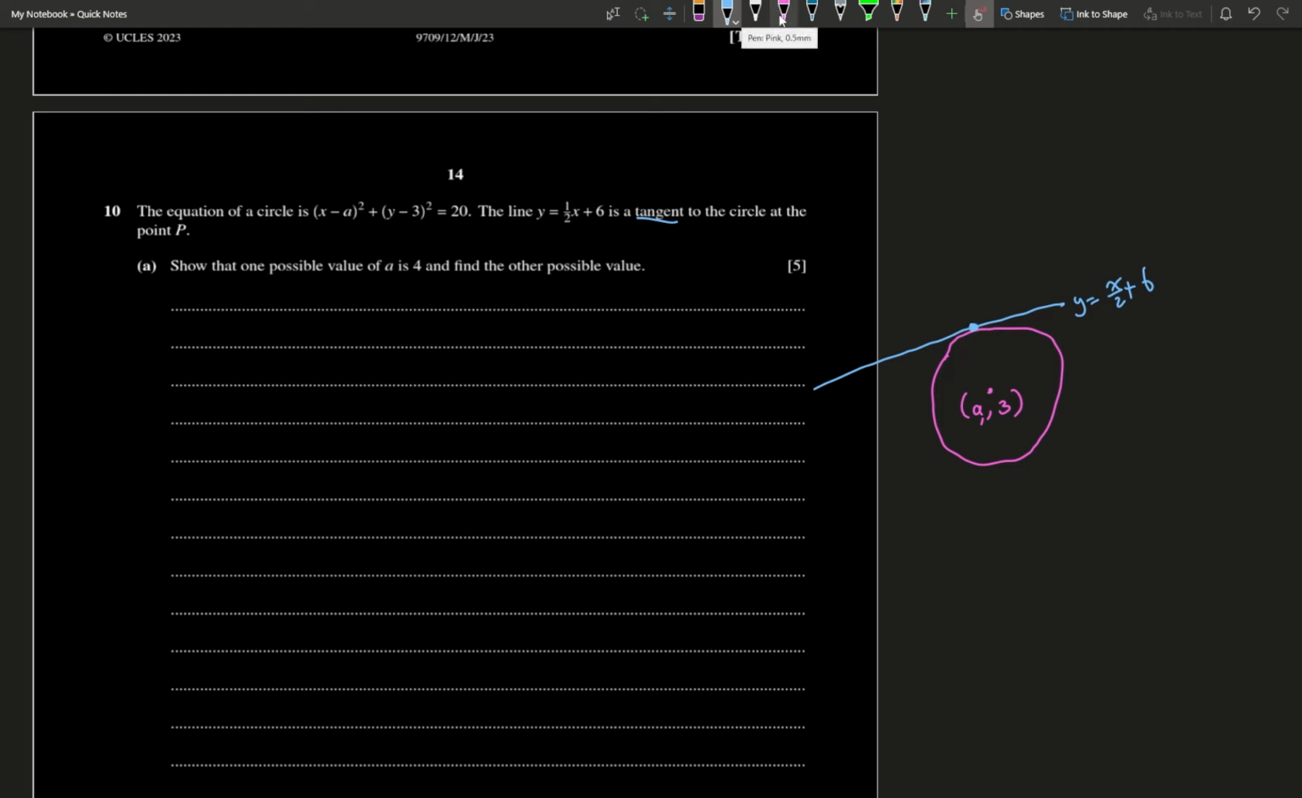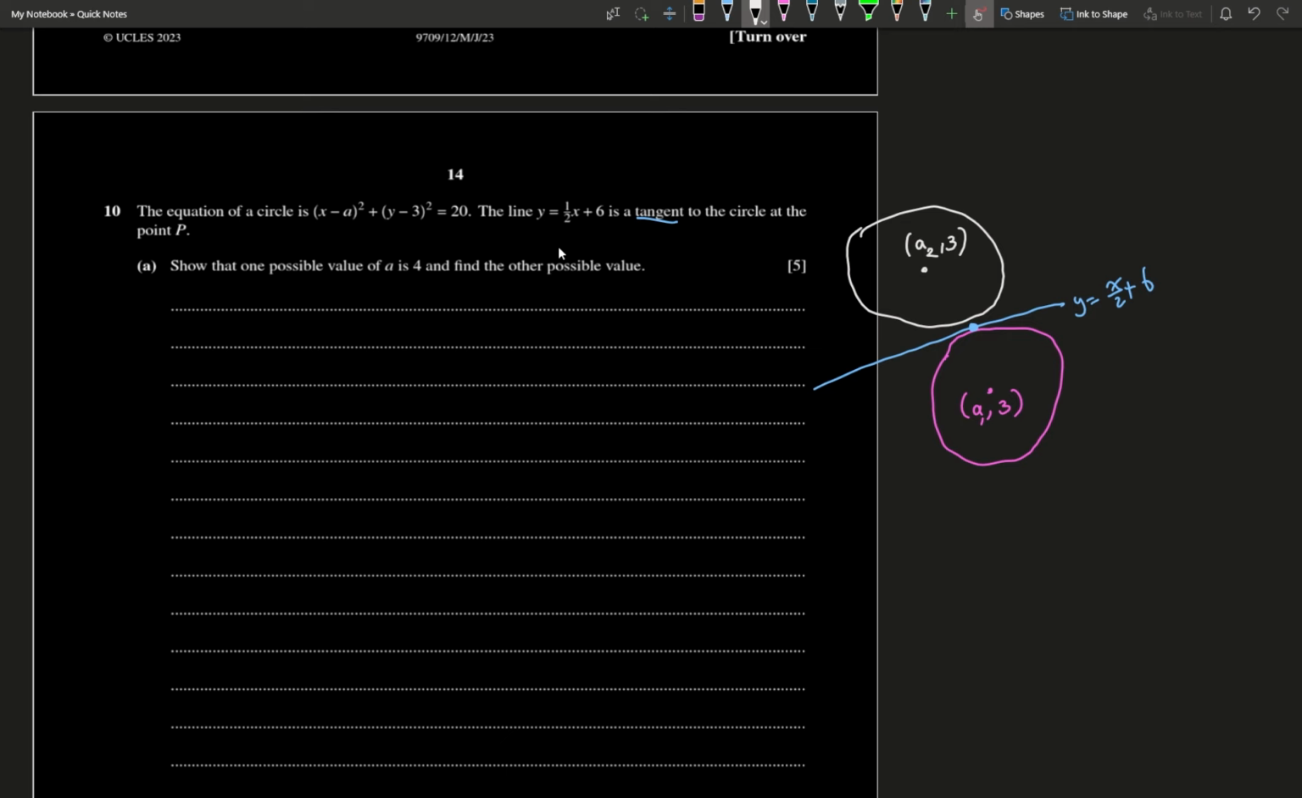It's a tangent to the circle, meaning it only touches the circle at one point. But the reason why there are two possible values of A is that the line can touch the circle from above or below the tangent. So the other possible position of the circle could be like this. Technically speaking, the line is still a tangent to this circle, and it's also a tangent to this circle. So this concludes that we can have two different values of A. Okay, does that make sense?